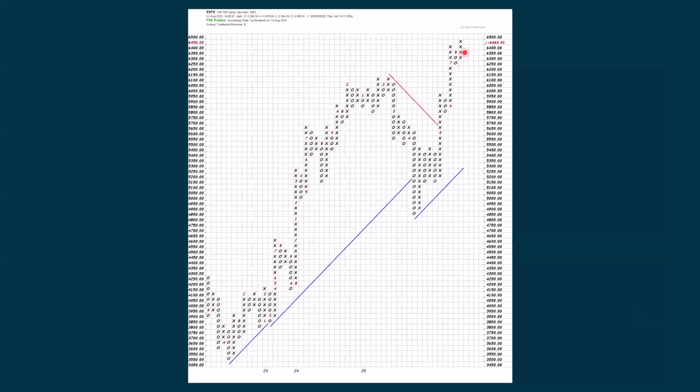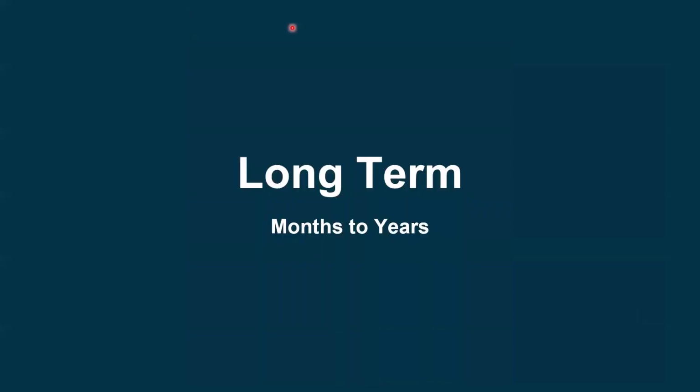Not enough of an upward move to generate any new point and figure signals here, but the last signals that were generated were X's, and that's buying. O's mean selling, and we're still working off of a triple top breakout that was generated on August 13th. And so this chart is still positive, but this only looks at price. It doesn't take time into account.